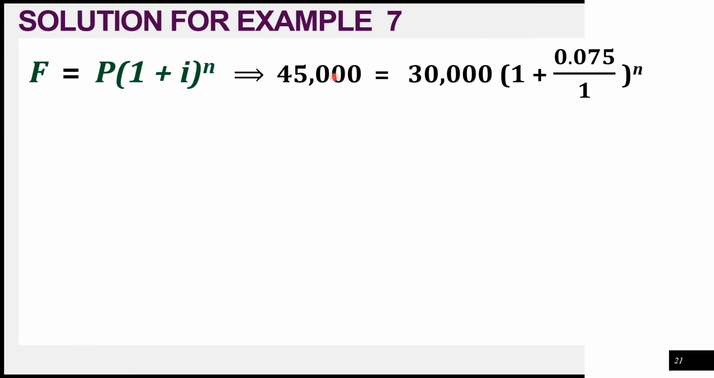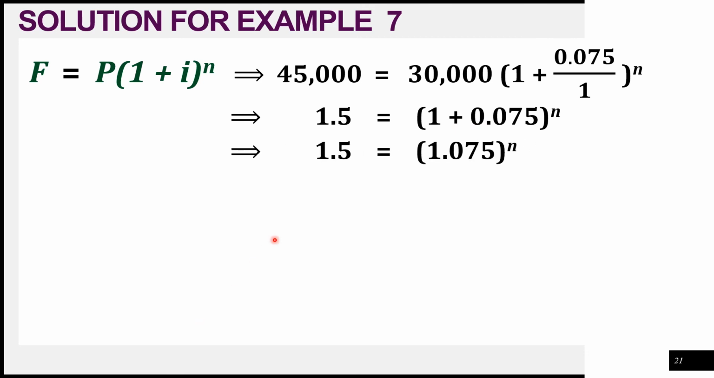Now, to simplify this equation, all you have to do is just to divide 45,000 and 30,000 by this one. So we have 45,000 divided by 30,000 is 1.5. 30,000 divided by 30,000 is 1. And we don't have to write 1 anymore. So we proceed with the quantity 1 plus 0.075 raised to the power of n. Then we add these values inside the parentheses. We have 1.5 equals 1.075 raised to the power of n.